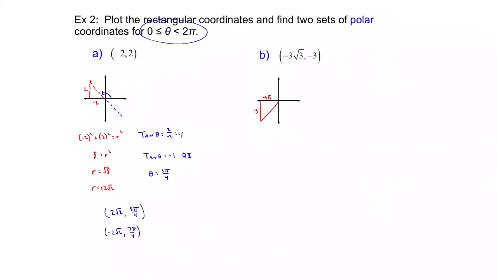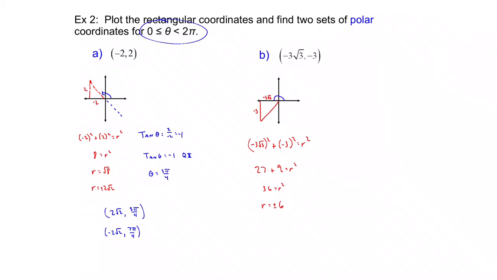We'll find the r value by using the Pythagorean theorem. So negative 3 square roots of 3 squared plus negative 3 squared is equal to r squared. If you square negative 3 square roots of 3, remember you have to square both of them, so it'd be 9 times 3, which is 27. So it'd be 27 plus 9 equals r squared, or 36 equals r squared, so r could equal positive or negative 6.